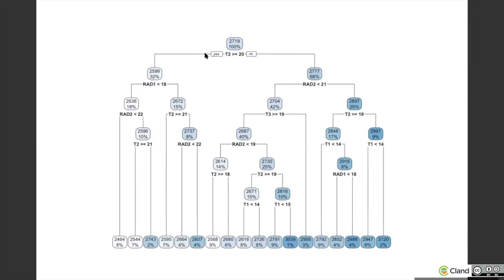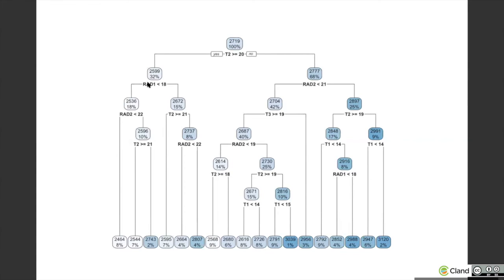So you see we have a relatively large number of terminal nodes corresponding to different predicted values. And these predicted values correspond to combinations of temperature and radiation variables. The first variable selected is T2. It is the most important according to the algorithm. It is actually the variable showing the highest correlation with biomass. So it's logical to have it at the top of the tree.